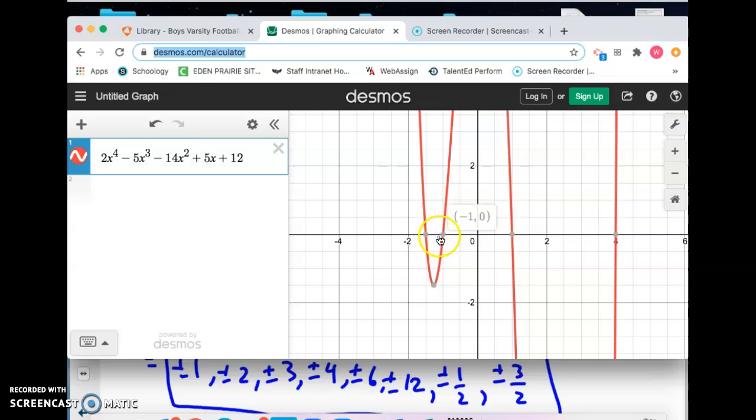Now, if you use all of those as zeros in synthetic division, you will get a remainder of 0. Go ahead and try it. See if you get a remainder of 0. Maybe try 4. Box off 4. Use your coefficients 2, negative 5, negative 14, 5, and 12, and just see if you get a remainder of 0. If you get a remainder of 0, you are doing everything correctly.